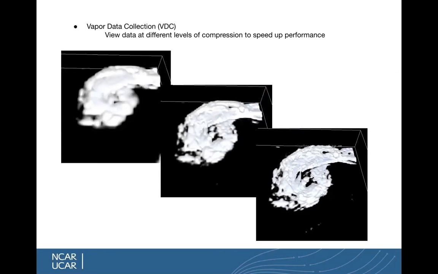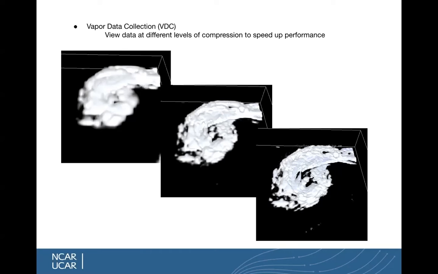And lastly, the last data format I'll mention is called the VDC. It's called the Vapor Data Collection. What this is, you can take any of the aforementioned data files and convert it into the Vapor Data Collection so that you can look at your data at progressive levels of refinement. Vapor can apply a wavelet transform that can cull off certain values if you want to turn the fidelity down.